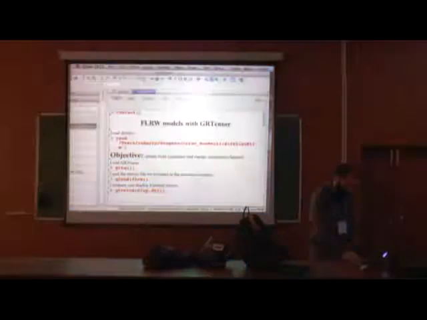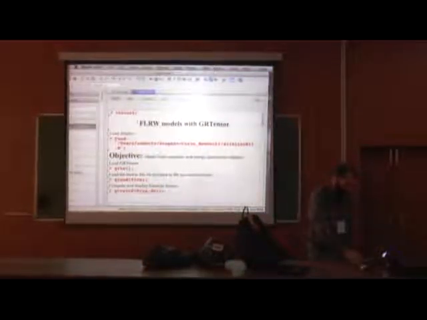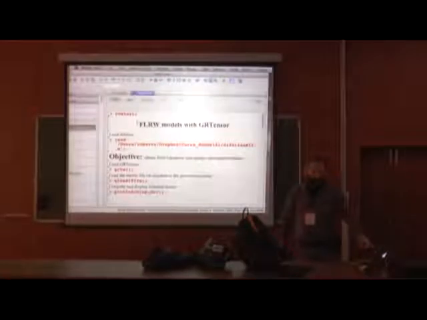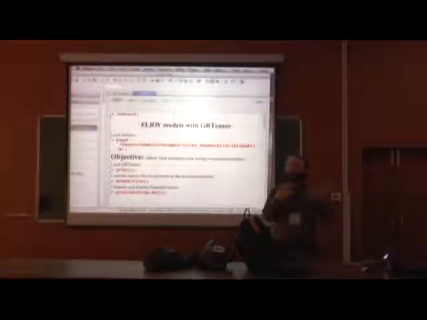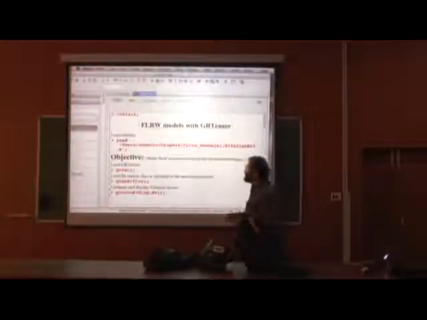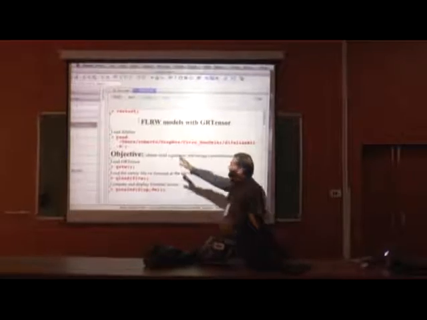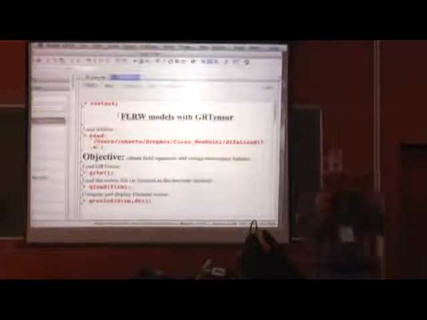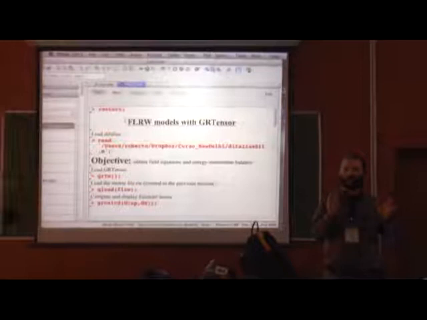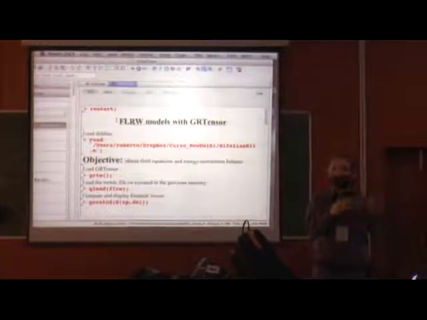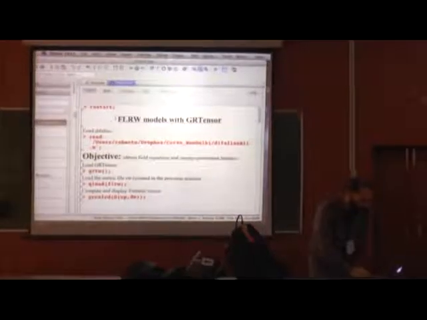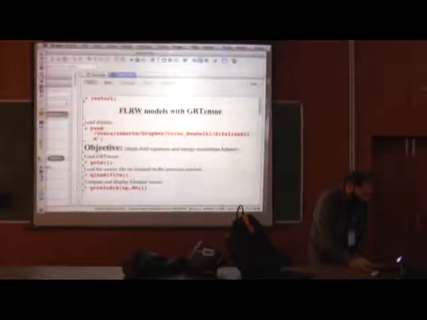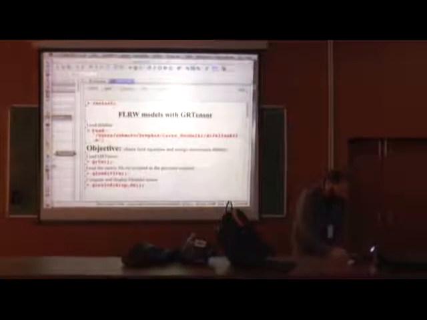Well, once you have GR Tensor, and then here, this is the file. If you don't have this file, then you won't be able to follow, because what this is doing is declaring the variables. Suppose you have several functions, and the functions have dependence on certain coordinates. This is where you declare it. I'm going to show you very fast.